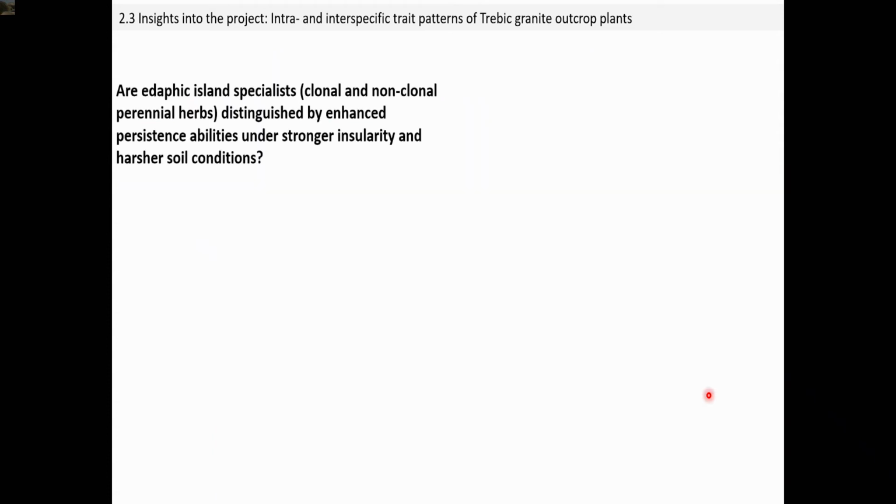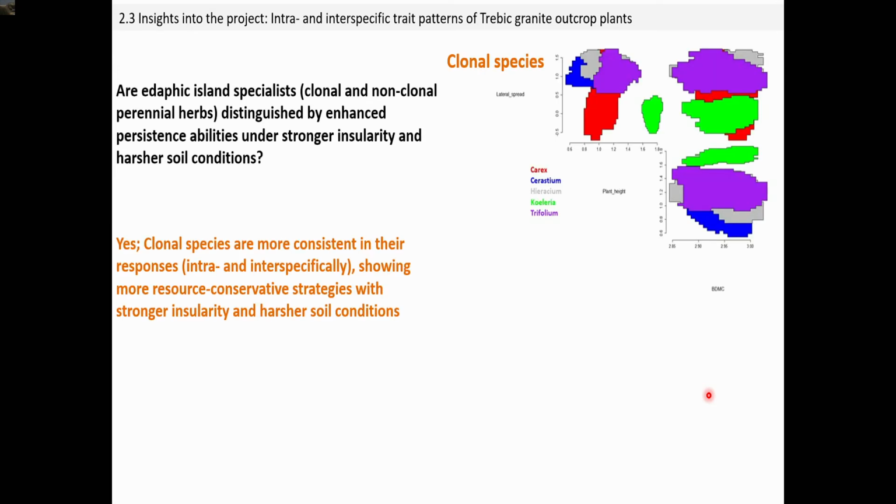So to wrap up and go back to the basic question: if edaphic islands are distinguished by enhanced persistence abilities under stronger insularity and harsher soil conditions, yes, we can say that. And clonal species are more consistent in their responses, both intra- and interspecifically, and they show more resource-conservative strategies with stronger insularity and harsher soil conditions. And this is the result here.